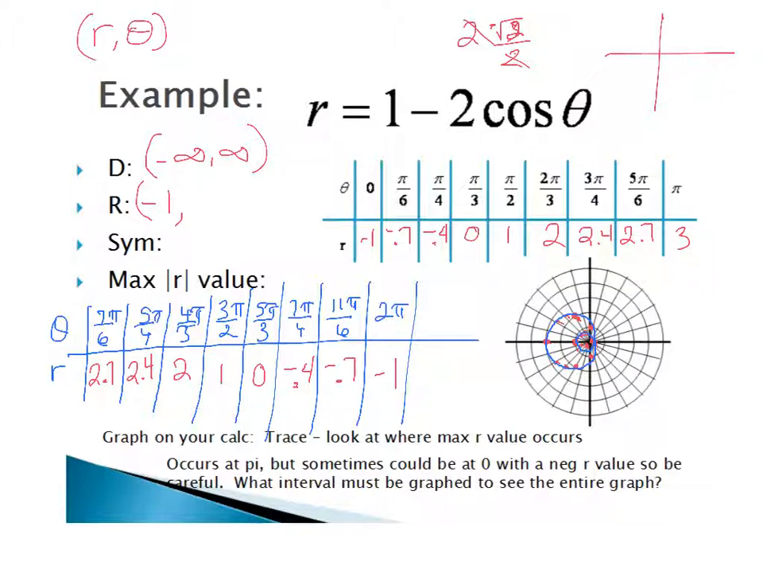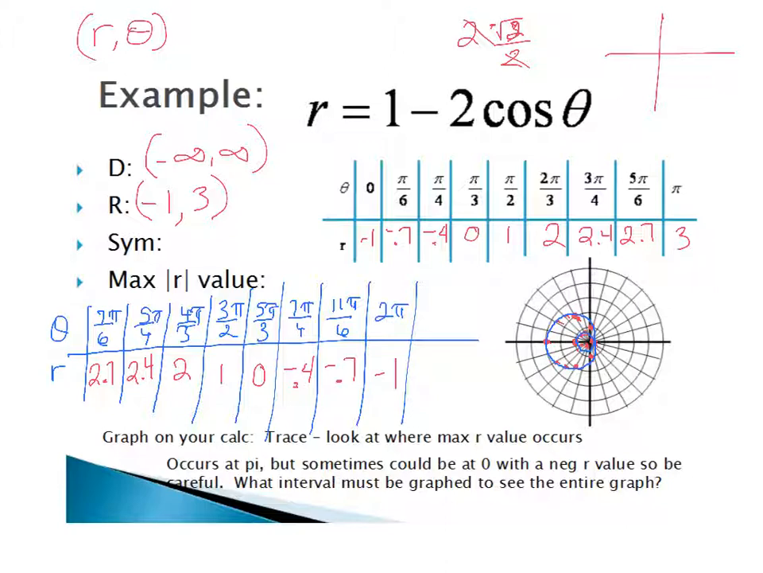What's the biggest R? It's a +3. When you look at your table, you see it right here. But if you were to look at this graph, I bet you'd think of that as a -3, wouldn't you? All right, that's weird.